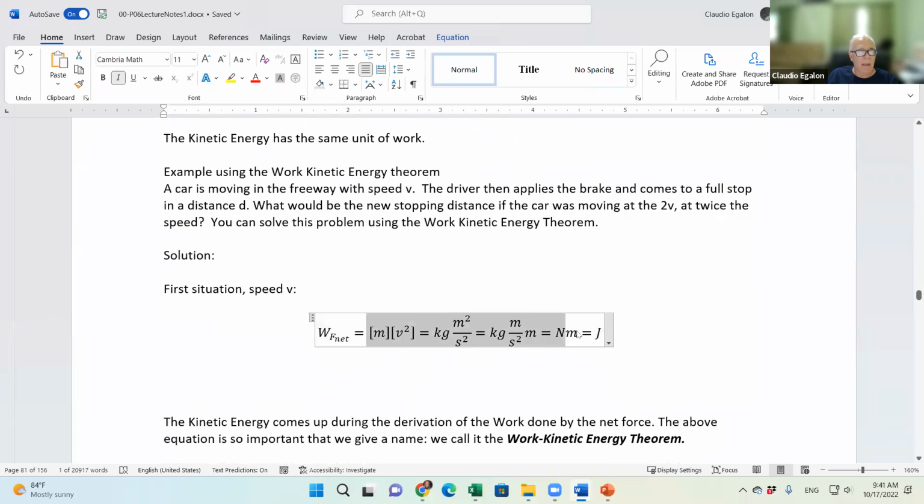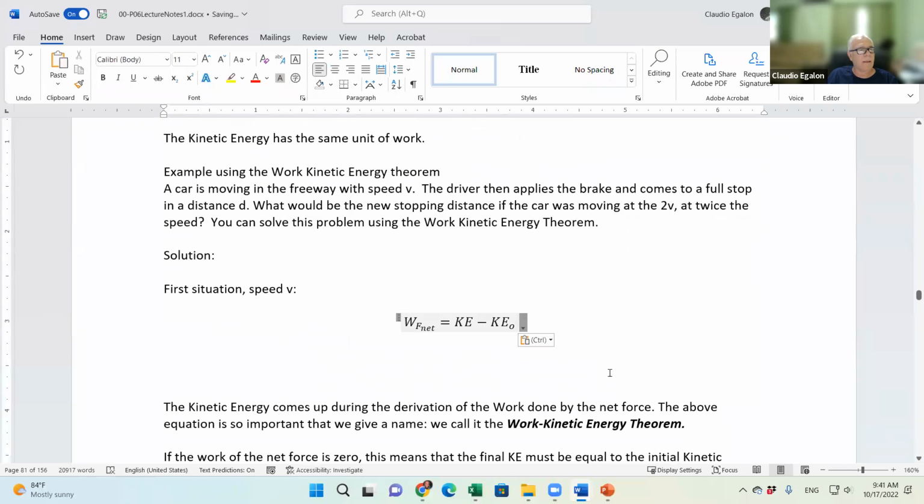Going to be given by something like that. Final kinetic energy minus initial kinetic energy.